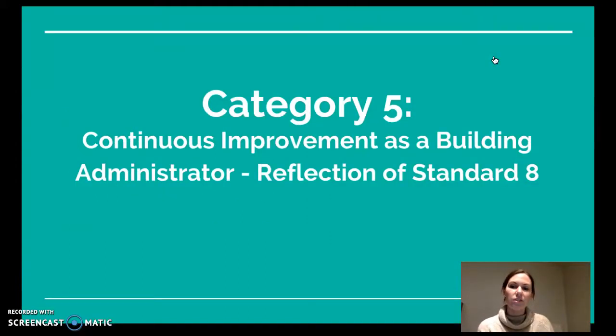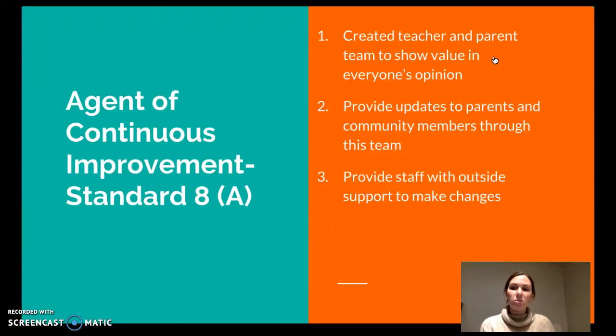Okay, category 5, continuous improvement. So being an agent of continuous improvement, I've created teacher and parent teams to show value in everyone's opinion and make sure that everybody in the community feels valued and a part of their child's learning and success. Also, number 2, providing updates to parents and community members through this team and through the monthly newsletter shows that I'm wanting to show that improvement is occurring. And then also providing staff with outside support to make changes is ensuring that they are always wanting to improve and that I am pushing them in that way.